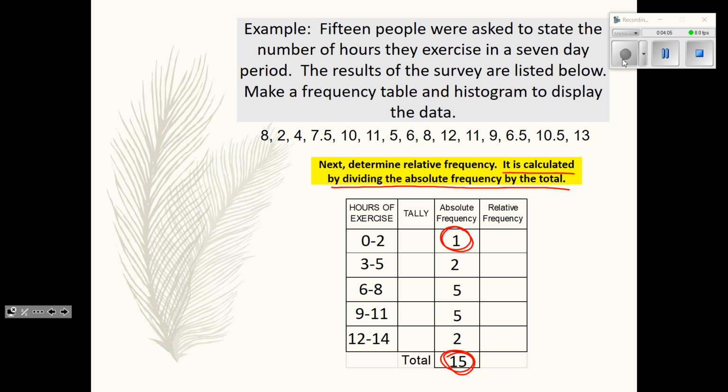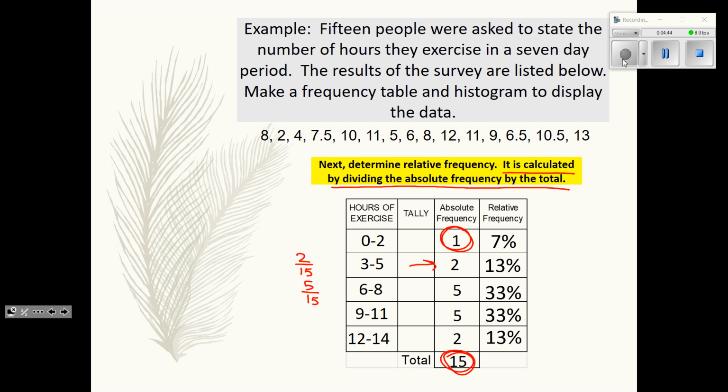It's a percentage. So since 1 person out of 15 exercised 0 to 2 hours, 1 divided by 15 is rounded to 7%. 2 out of 15 exercised from 3 to 5 hours, so we go 2 divided by 15 and round it to the nearest percent, and it would be 13%. 5 out of 15 exercised 6 to 8 hours, and that is 33%. Of course, the next one is also going to be 33% because it's also 5. And we've already done 2 up here, so we know that the bottom one is 13%.